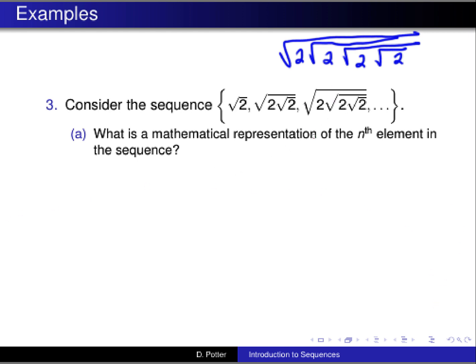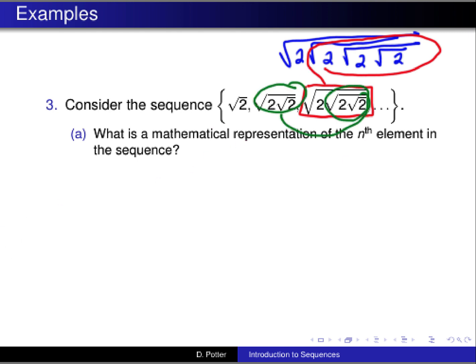is notice that this element right here, the previous one, is sitting inside of the next one. It's sitting right there. Just like this element here, the root 2 is sitting right there. And even in fact, the very first one is there as well, right? Root 2 is sitting right there.